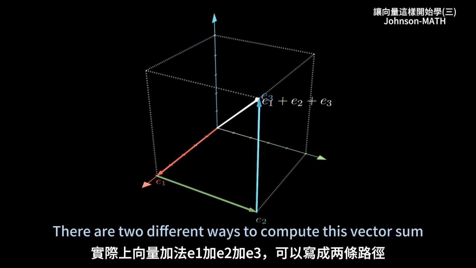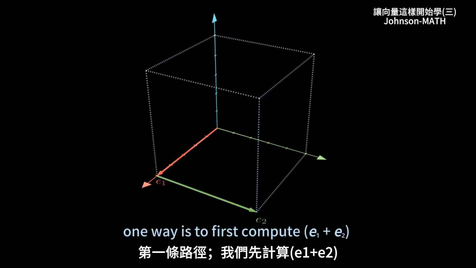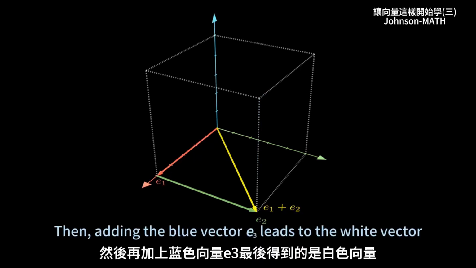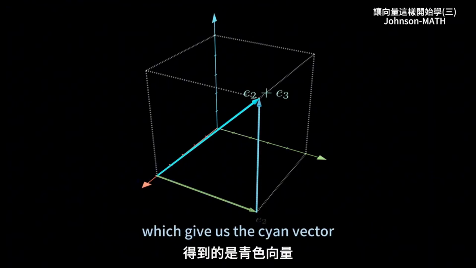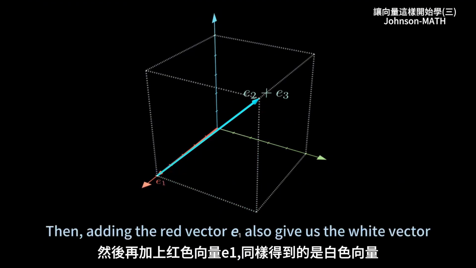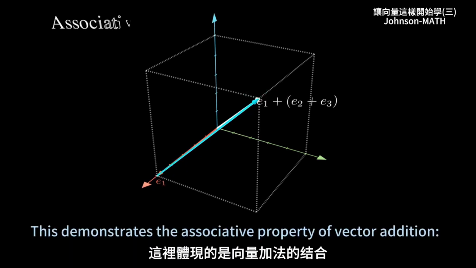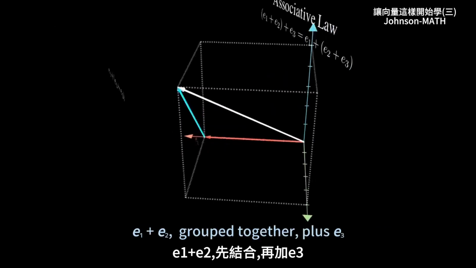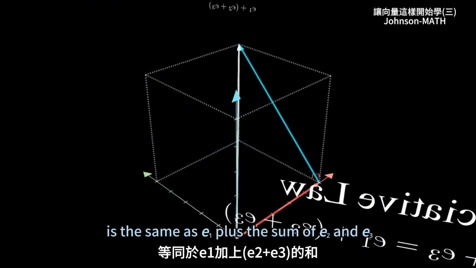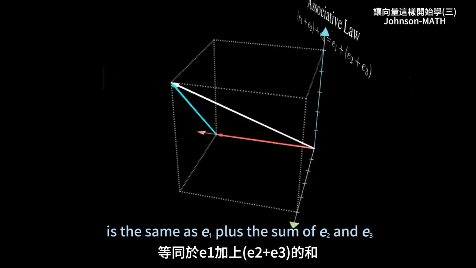There are two different ways to compute this vector sum. One way is to first compute e1 plus e2, which gives us the yellow vector, then adding the blue vector e3 leads to the white vector. The second way is to compute, firstly, e2 plus e3, which gives us the cyan vector, then adding the red vector e1 also gives us the white vector. This demonstrates the associative property of vector addition: e1 plus e2 grouped together first, plus e3, is the same as e1 plus the sum of e2 and e3.